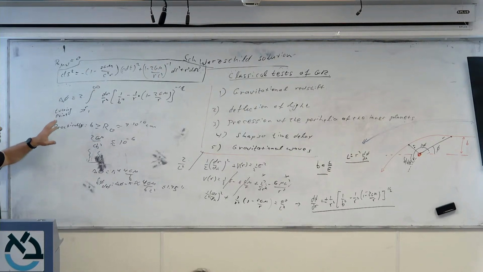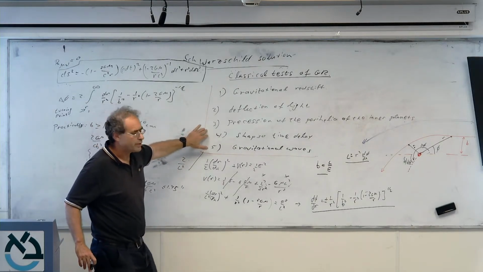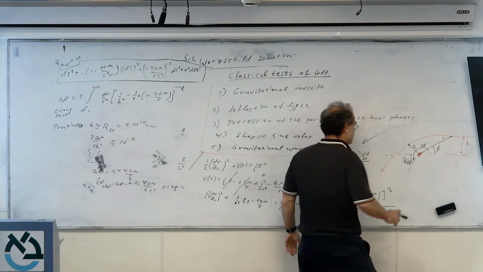Okay, that's about deflection of the light. The third is the precession of the perihelia. So what is the precession of the perihelia?